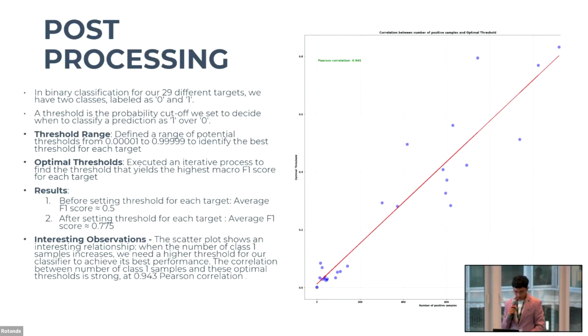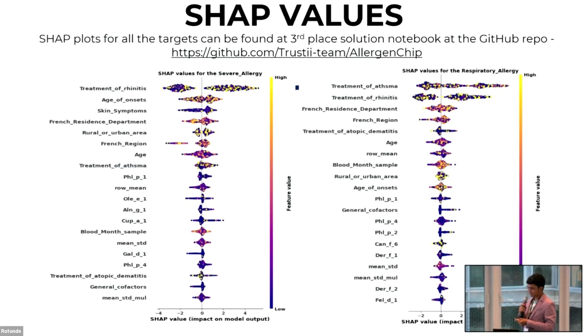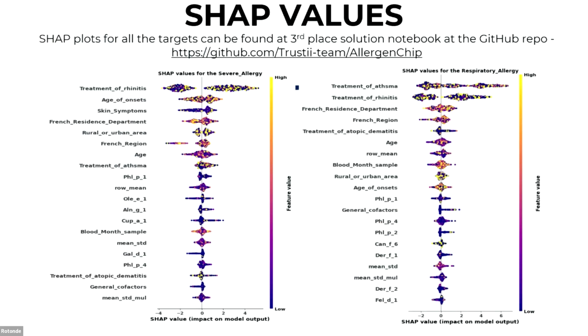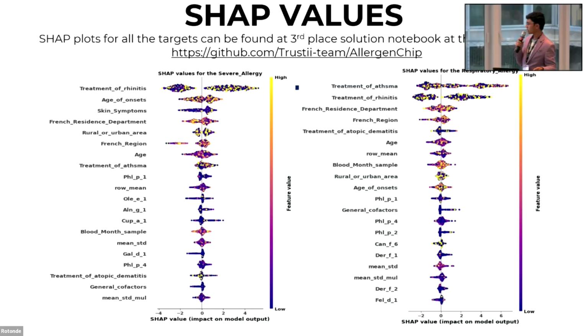Now I would like to go on to something that I used as an interpretability mechanism, known as SHAP values, which stands for Shapley additive explanations. This is used to understand what features the models are relying on. I picked 2 of the targets here, since showing all of them would not be feasible. If you want to see the SHAP values for all of the targets, you can go to the repository and to my notebook in the 3rd place private leaderboard section.